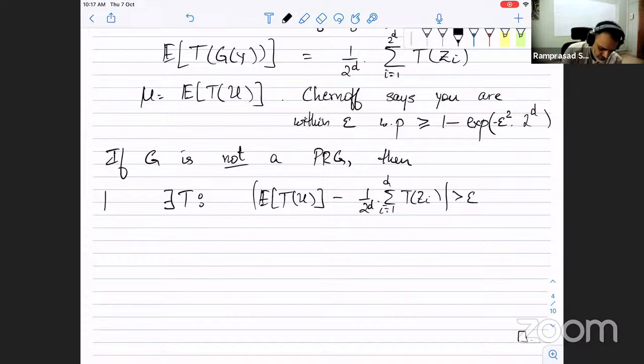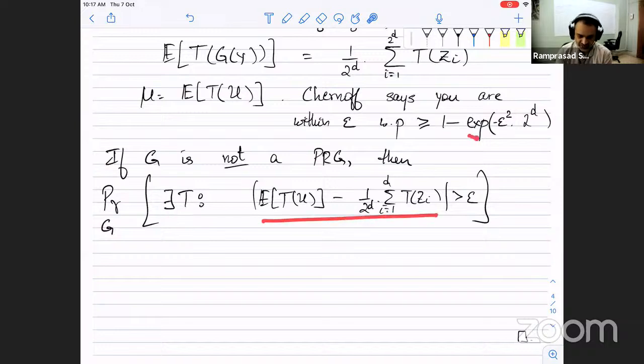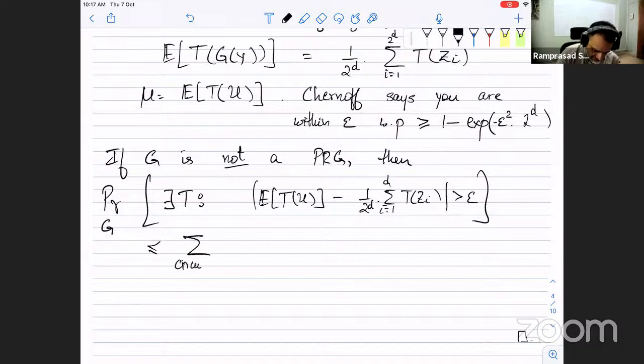Now let's ask ourselves, what is the probability that this actually happens? This probability is over the choice of G. I'm picking a G at random and then asking, what are the chances that there exists a circuit such that this deviation is too large? For every fixed circuit, the deviation is large with probability only this much. It's a fairly small probability. Okay, so this is at most the number of circuits times something like exponential in minus epsilon squared times 2 to the D.